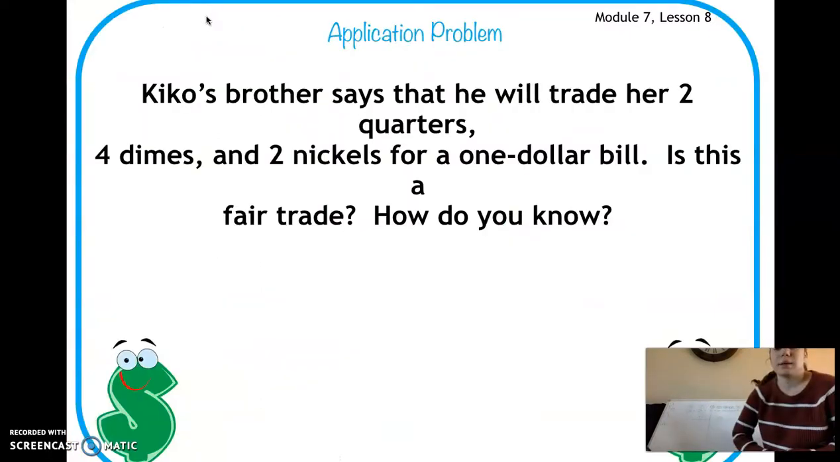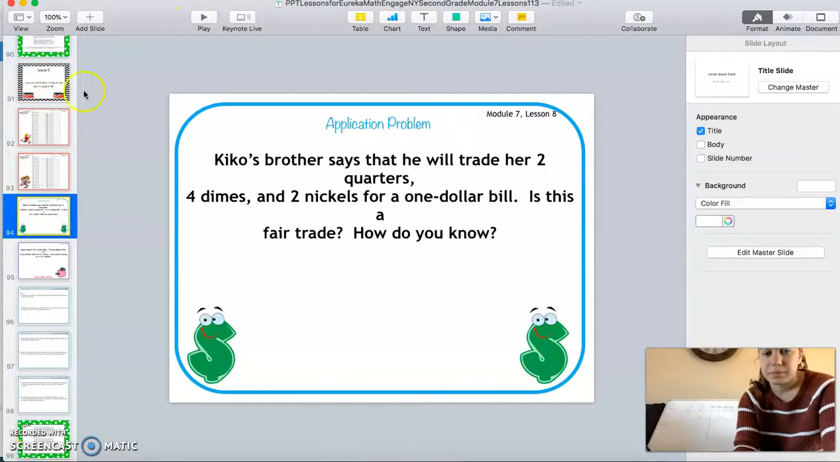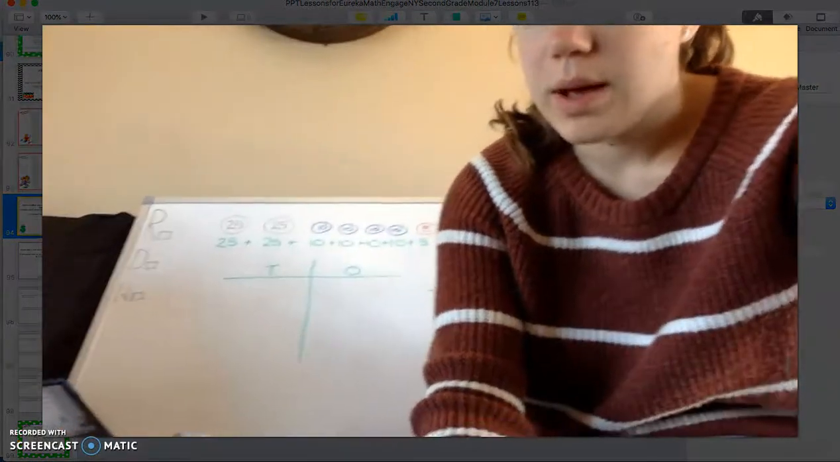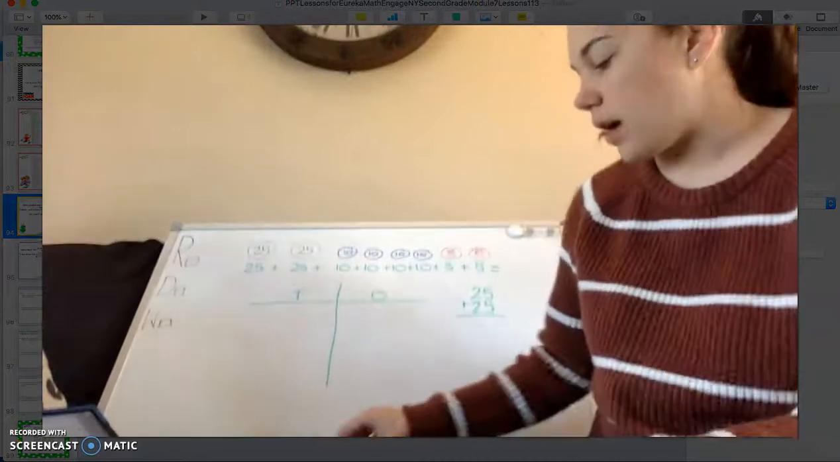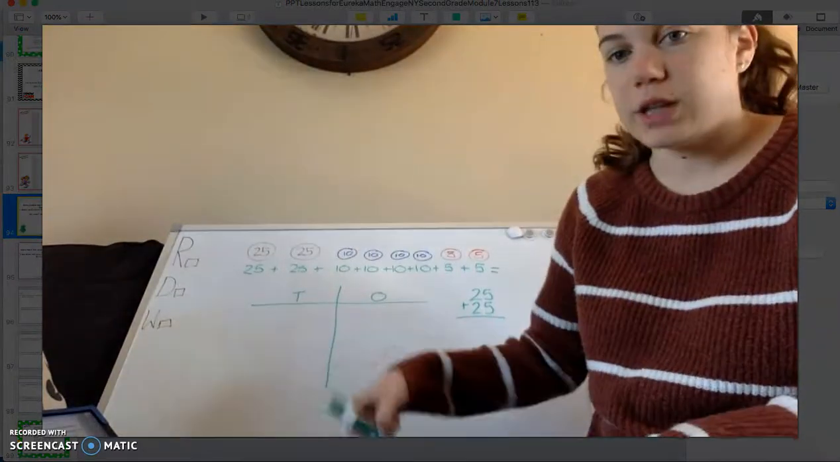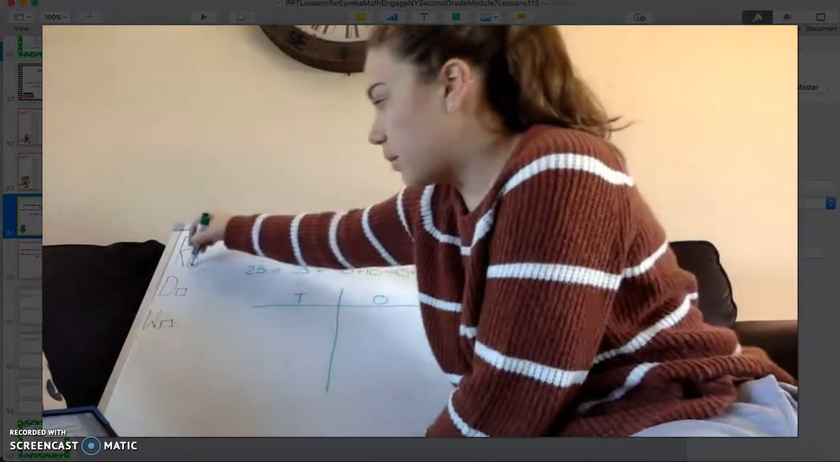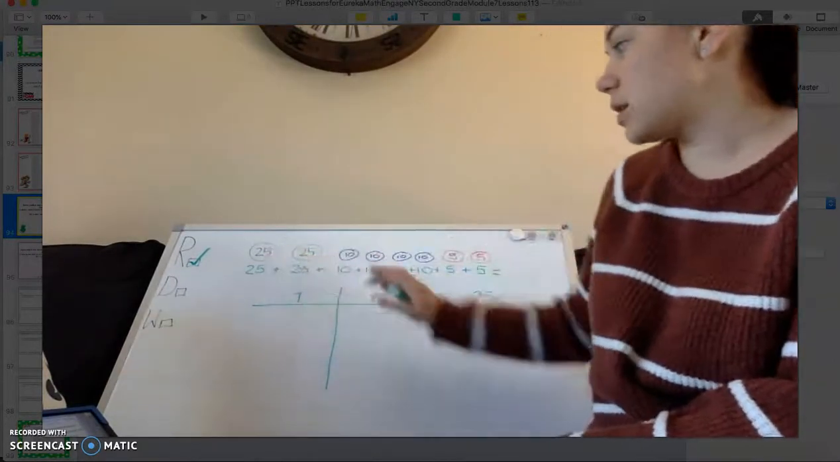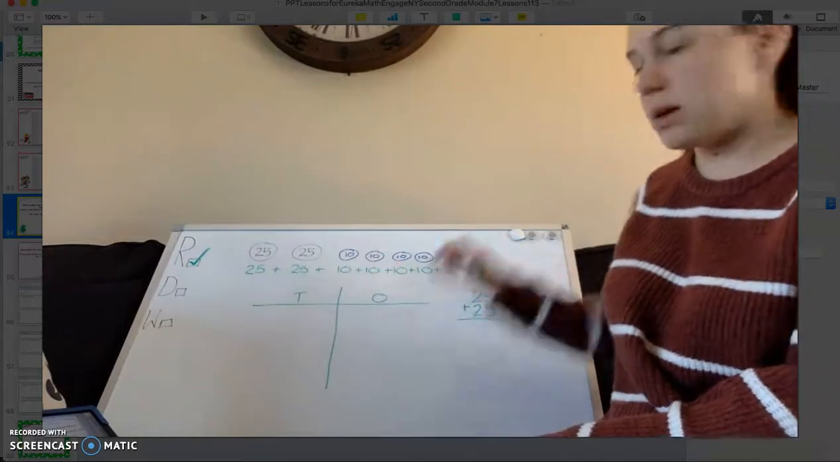Okay, here, Kiko's brother gives her 2 quarters, 4 dimes, and 2 nickels. Is this a fair trade? Bills and quarters, it has to equal 100. So let's figure out if it is. So on my board, I already have my read, draw, write checklist. We've already read our problems, so I can give that a check. I have my 2 quarters, my 4 dimes, and my 2 nickels.